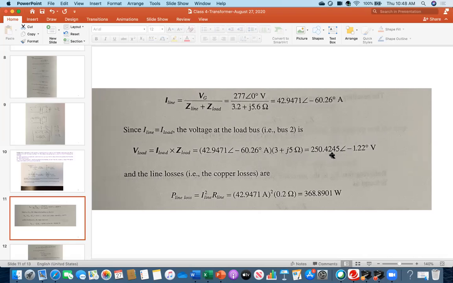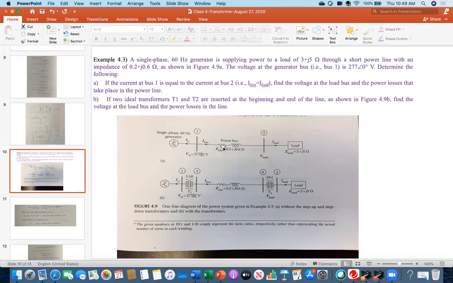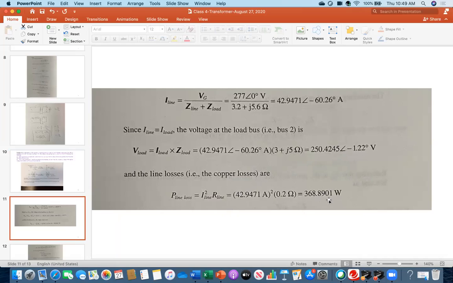This is my result. And then the line loss, that is the copper loss. Everybody see that I told you, P line loss is I squared R line. What is the I? The magnitude part. This is the magnitude, this amount multiplied by 0.2. That 0.2 is the resistance value of the line. So you are done. Now I think everybody is fine with this part.